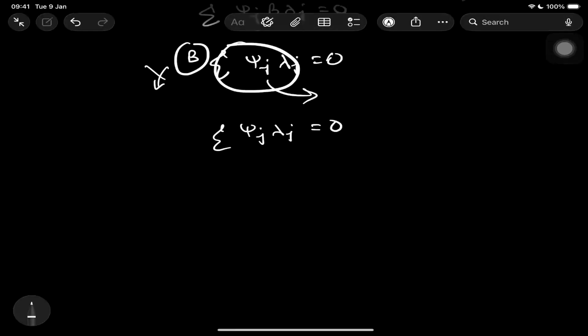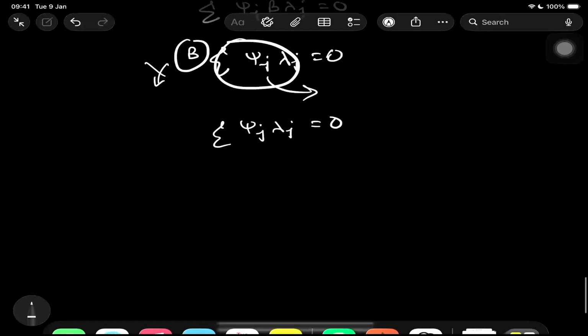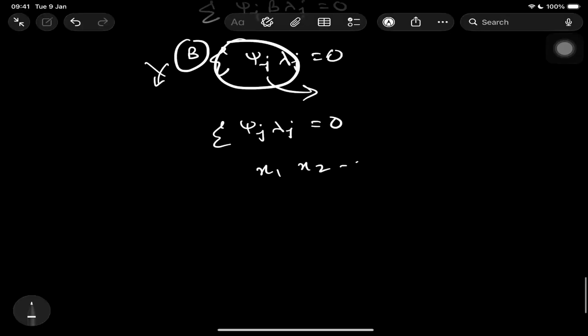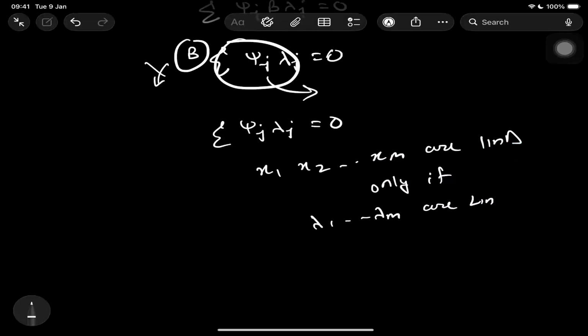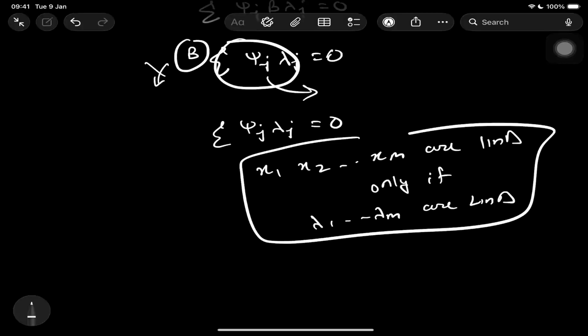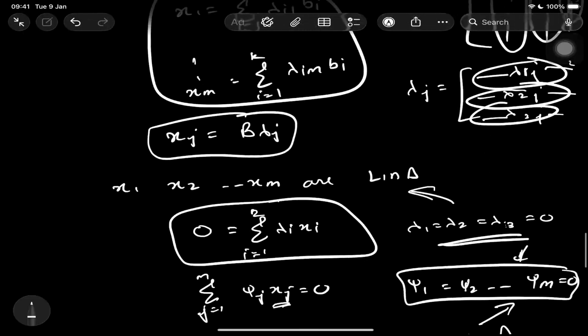So if this is equal to 0, thus x1, x2 till xm are linearly independent only if lambda 1 till lambda m are linearly independent. Okay?